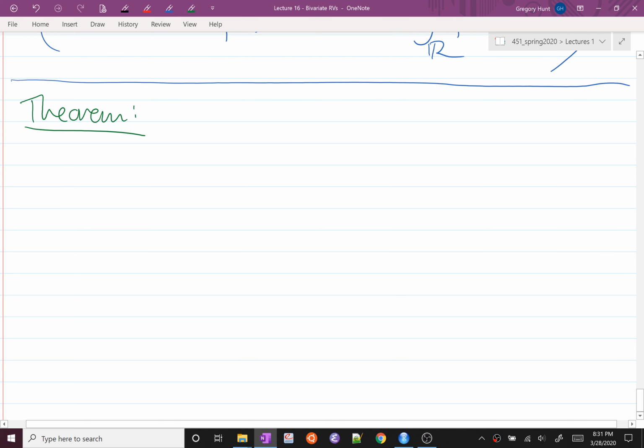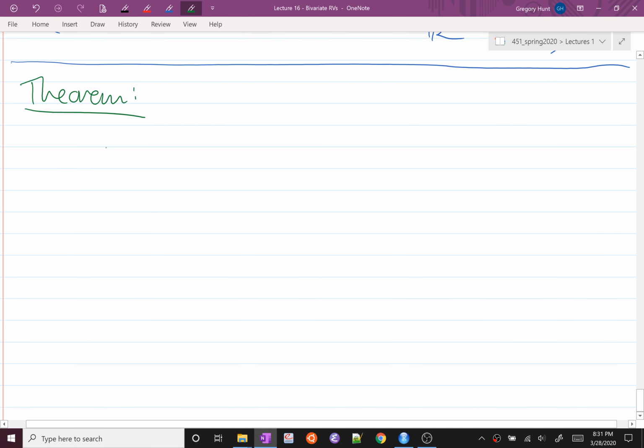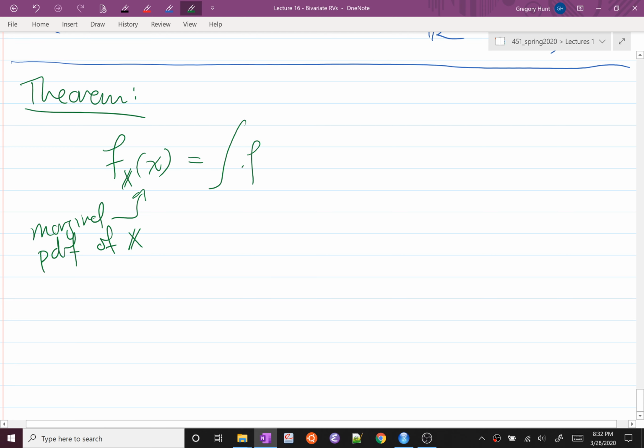The theorem here is that if I want to get the marginal PDF of x, writing f subscript x at little x, in the discrete case I summed over all the values of y. Now I'm going to take my bivariate PDF and integrate over all possible values of y. I'll just write the integral with respect to y over all of R, but really you can think of it over the support of whatever y is. So that's part 1.